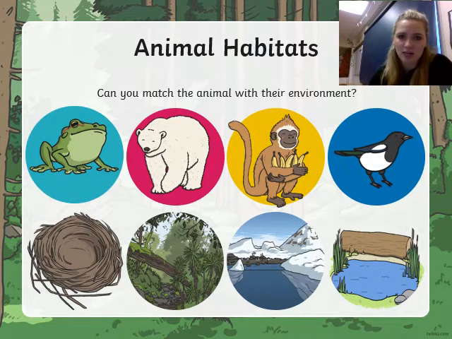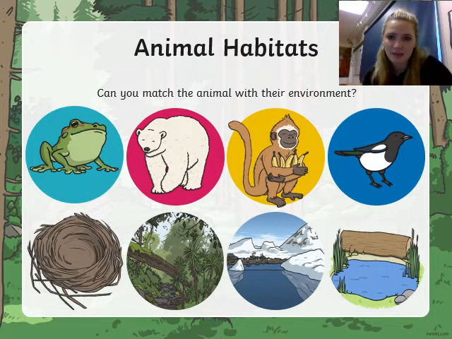So what I would like you to do is write number 1, a frog's habitat is, and then tell me which one is the frog's habitat. Number 2, the polar bear's habitat is. Number 3, the monkey's habitat is. And number 4, the bird's habitat is.